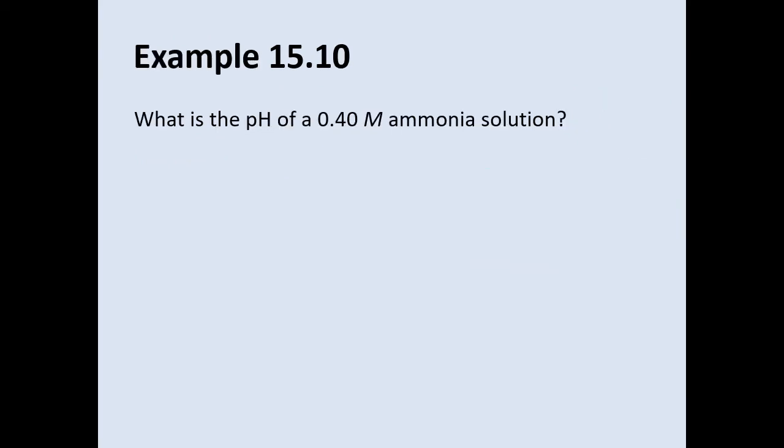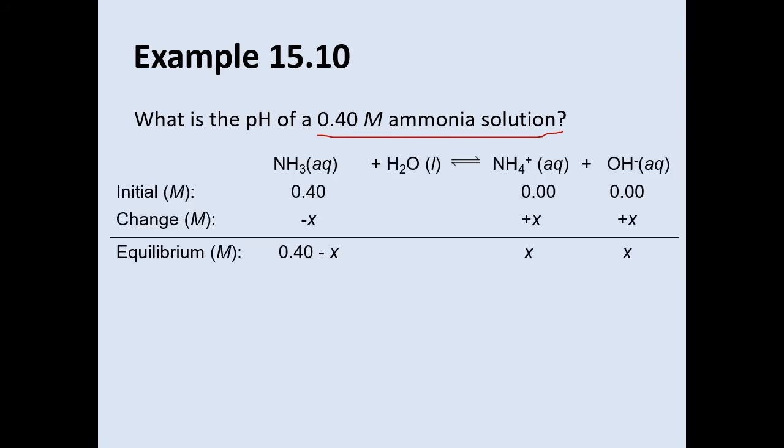Okay, what is the pH of 0.4 molar ammonia solution? There is no other information given, but we know that ammonia is a weak base, and it does not dissociate fully in the solution. So we have to create the ICE table, and we start with 0.4 molar ammonia.